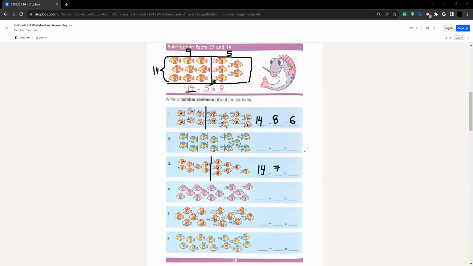Okay. And now we need to do 14 minus 7. If we do that, then what do we end up with? We end up with 7, because 7 plus 7 is 14. So 14 minus 7 is also going to be 7. Okay, number 5. Total again, so 1, 2, 3, 4, 5, 6, 7, 8, 9, 10, 11, 12, 13 fish.